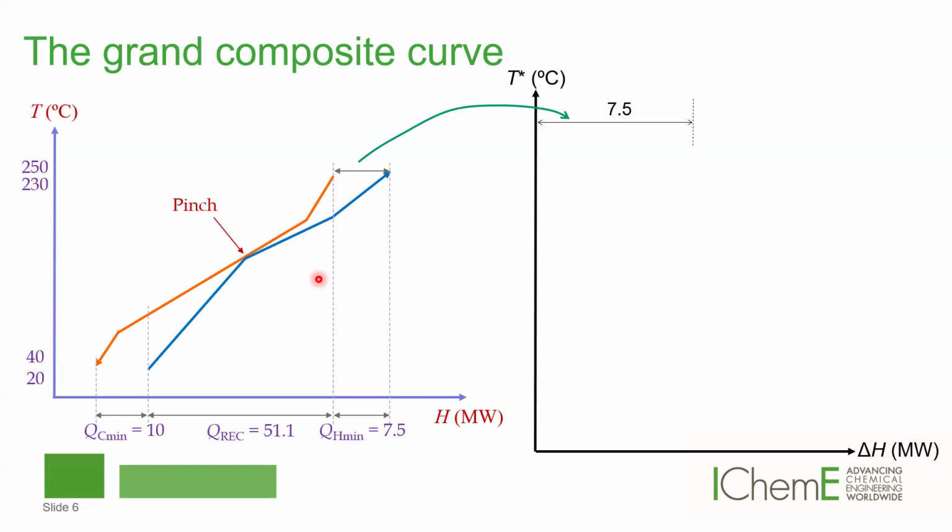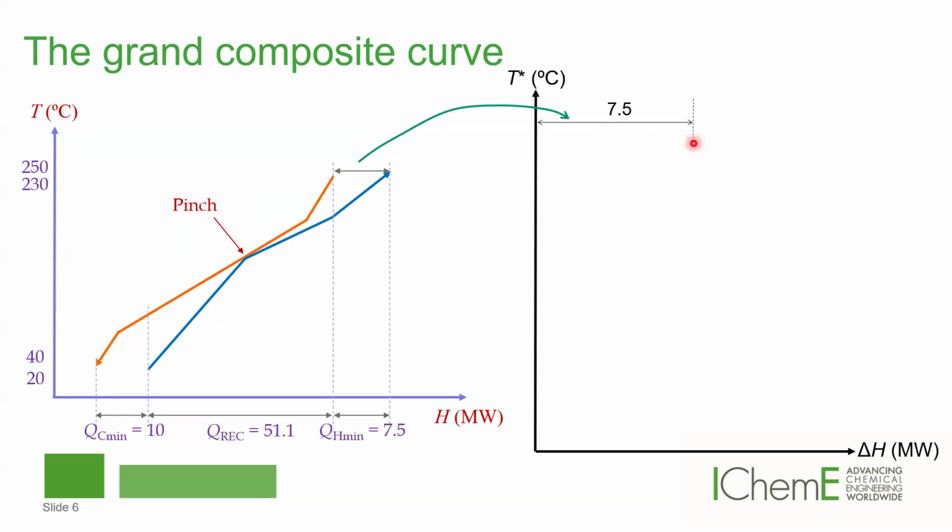All right. So now we begin the plotting of the grand composite curve. First, we take the horizontal distance in between the hot and cold composite curve. For example, at 250 degrees Celsius, the horizontal distance is 7.5 megawatts. So we plot the distance there, as you can see, 7.5 megawatts.